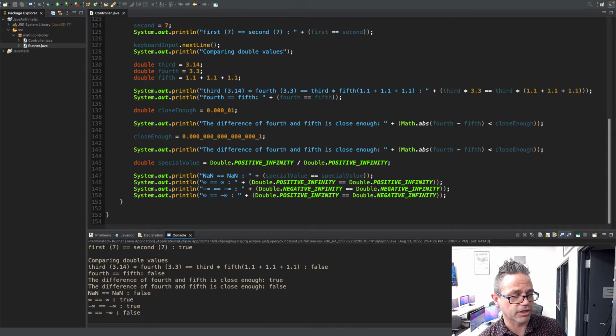So System.out.println, third, pi times fourth, 3.3, is equal to third times fifth, 1.1 plus 1.1. That makes sense. In regular math, that would be totally true. However, when I say third equals fifth, it gives us false. It's not the same. Well, let's check this again. Is fourth the same as fifth? No. But 1.1 plus 1.1 plus 1.1 is 3.3.